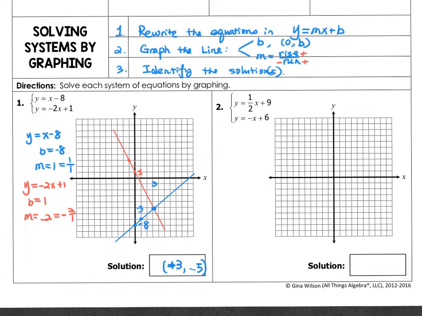So let's look at number 2. Same thing. I'm already given slope-intercept form. So first step is taken care of. Now in order to graph the line, I need to know my b. I need to know my m. My b is 9, therefore 0, 9, which is right here. And then from there, my m is 1 over 2. So I rise by 1, I run by 2, which is right here.